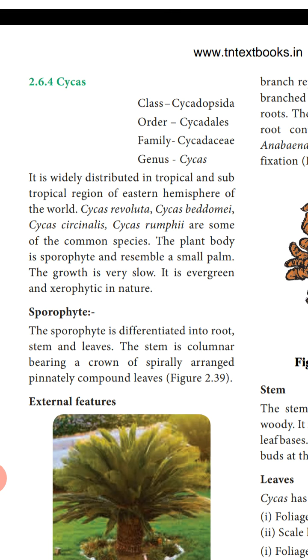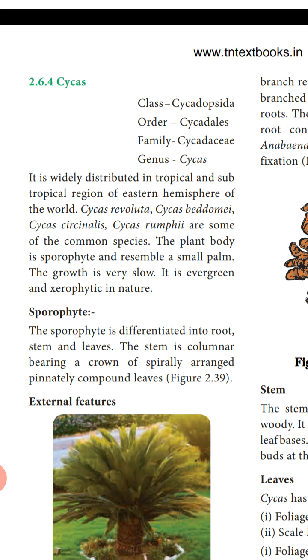The plant body is sporophyte and resembles a small palm. As we have already studied, the Cycas plant resembles a palm tree, but it is not so tall, it is small. The growth is very slow. It is evergreen and xerophytic in nature, that is, it has some adaptations like those of xerophytic plants. For example, the stomata: in xerophytic plants, sunken stomata are present to check the rate of transpiration. Similarly here also you can find sunken stomata.